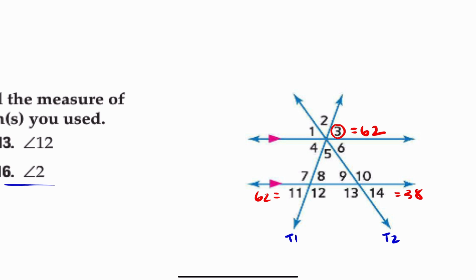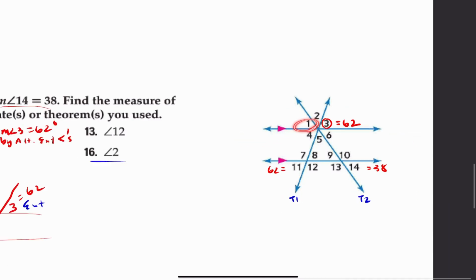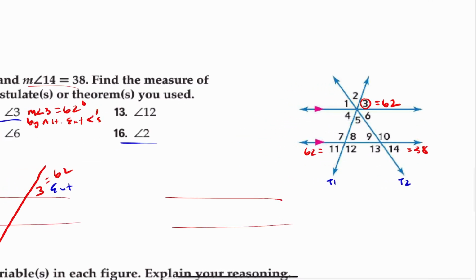So if we can figure out what measure angle 1 is, and we already figured out what measure angle 3 is, then we can set up our algebraic equation, because if I add these 3 angles up, that's going to give me 180 degrees. So this right here is 62, right? If I do the same thing as I did before, I can figure out what measure angle 1 is. So draw the transversal so I can see it. That 1 is part of this transversal, so I'm going to put 1 here.